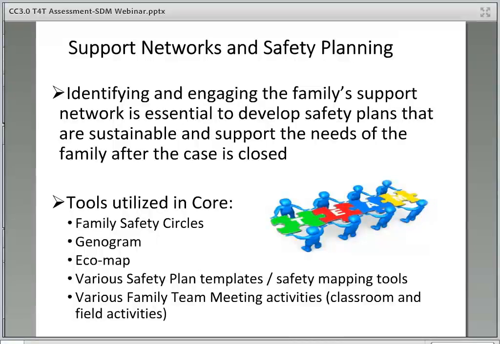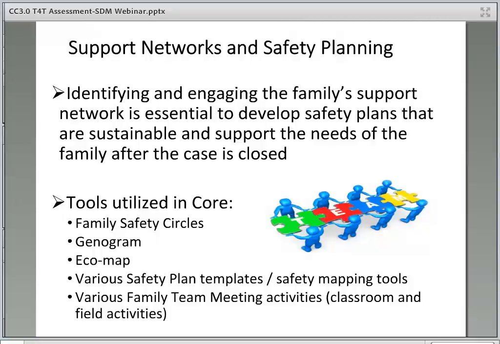It is essential that social workers understand the importance of identifying and engaging the family support network in order to develop safety plans that are sustainable with clear roles and responsibilities in order to support the family after their child welfare case is closed. When should this occur? This should occur throughout our work with the family: at initial safety plan during child welfare investigations, during ongoing cases, such as family reunification and family maintenance, and with transition case planning while preparing for case closure.